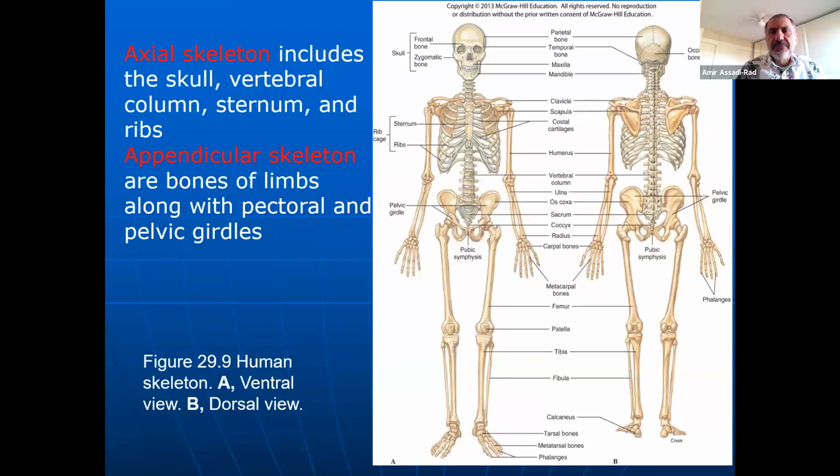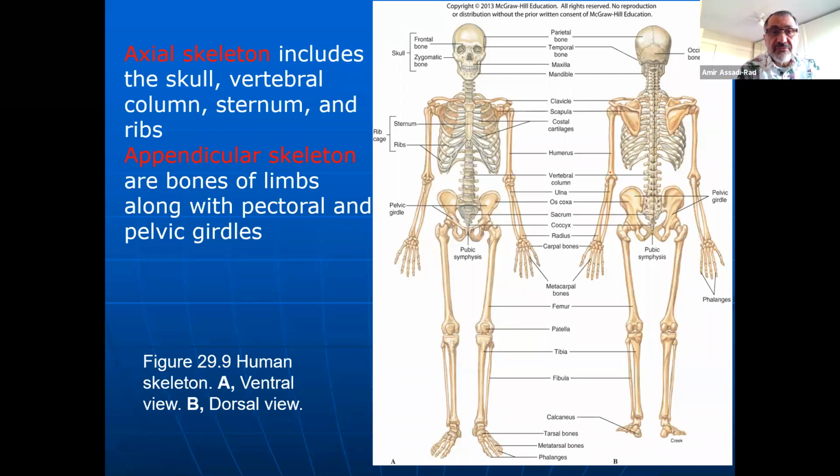And then these are the names of the bones. I would like you to know them for the lab practical exam. You probably had anatomy, so you know them already, great. If you don't, please learn them. We do need to know some of these later on during the semester, okay? When we talk about arthropods and other animals, we need to know them.